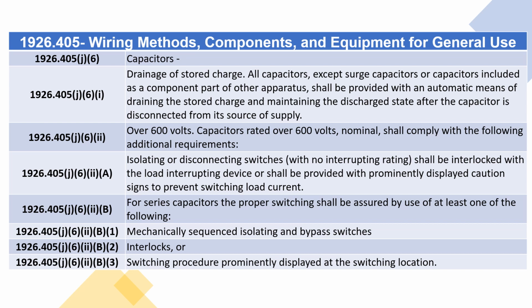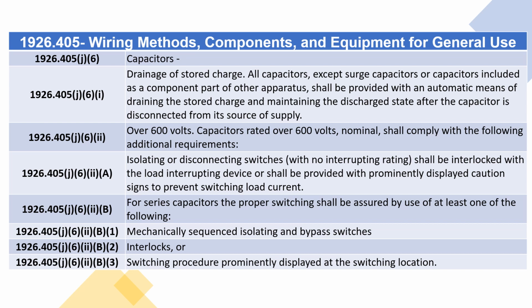1926.405 J6 over 600 volts. Capacitors rated over 600 volts, nominal, shall comply with the following additional requirements. 1926.405 J6 2a Isolating or disconnecting switches, with no interrupting rating, shall be interlocked with the load interrupting device or shall be provided with prominently displayed caution signs to prevent switching load current.